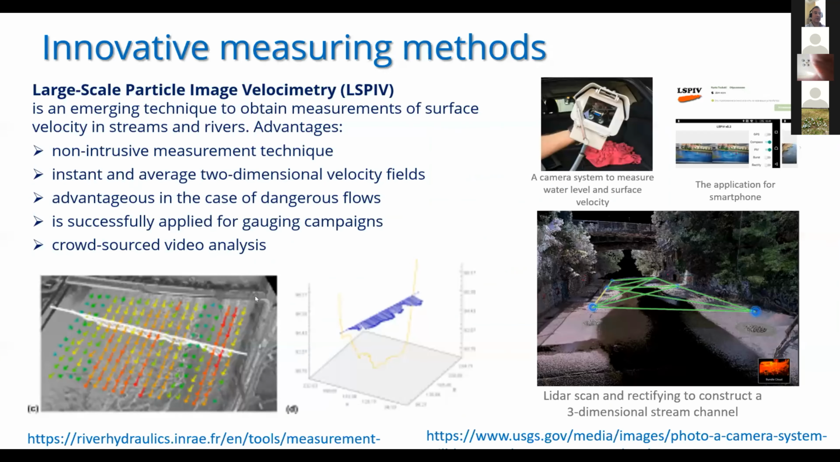And there is a lot of interesting information all over the world, some innovative measuring methods. For example, a very interesting method, large-scale particle image velocimetry. It has a lot of advantages against traditional methods of velocity measurements. It does not require intrusion into measurement technique. It has instant and average two-dimensional velocity fields, but only on water surface. And so on, some interesting features.